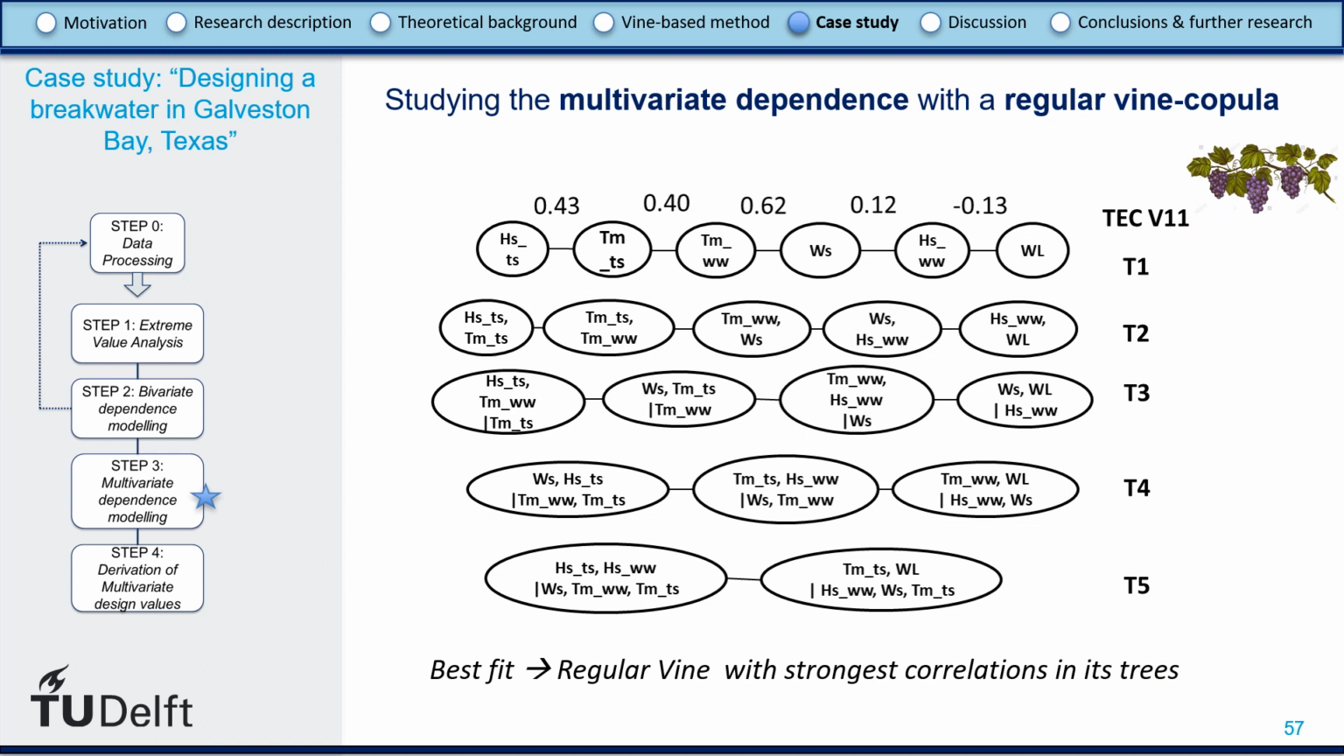In step 3, I fitted all 23,040 regular vines existing to the data set. And out of all of these, I chose the vine that you can see in this slide as the best fit to model my data. Here you just need to know that this is the model with the strongest correlations between the variables in the trees, and also, logically, it represents these correlations best.